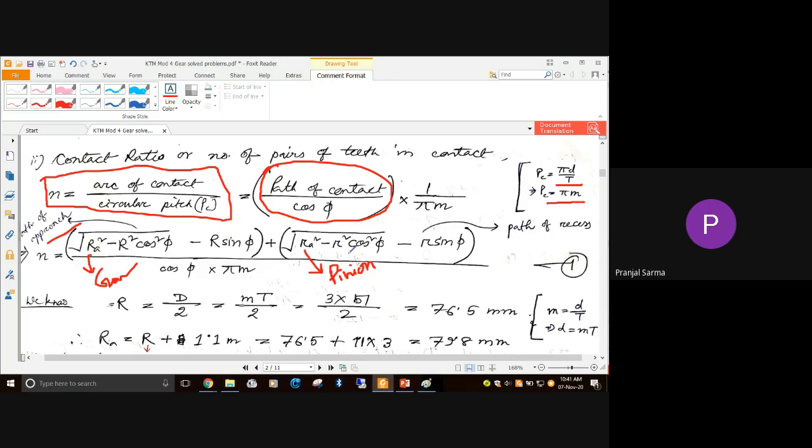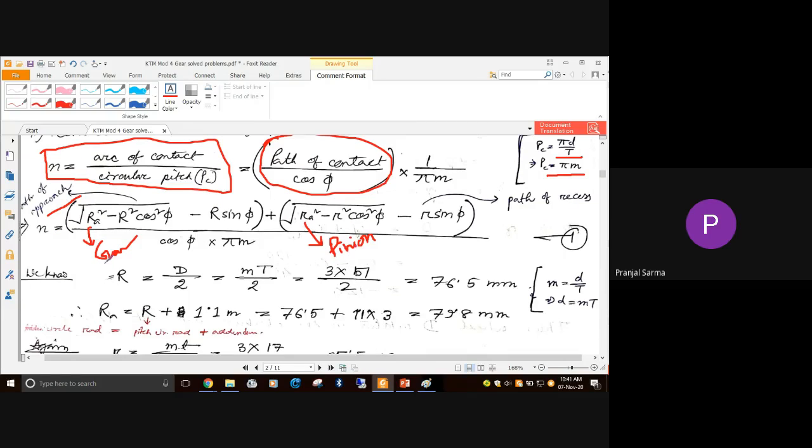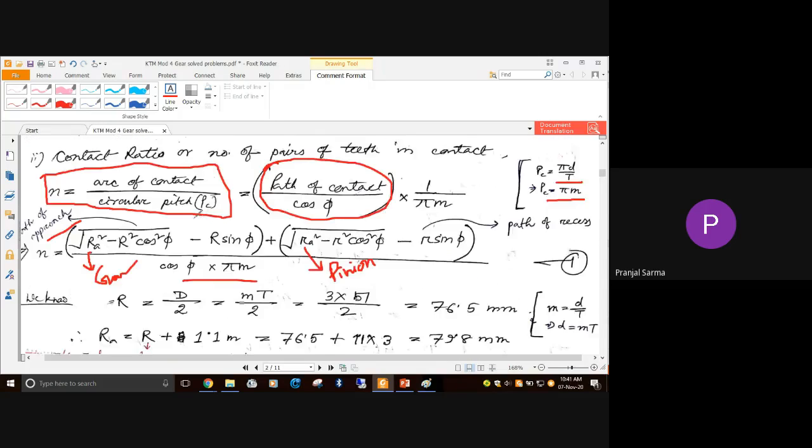That r suffix a is nothing but the addendum circle radius, and only r is the pitch circle radius, which we already know. Similar is the case here. This phi is the pressure angle, and the rest is similar, cos phi by pi m. So this is a known thing, we can directly utilize it, no problem.